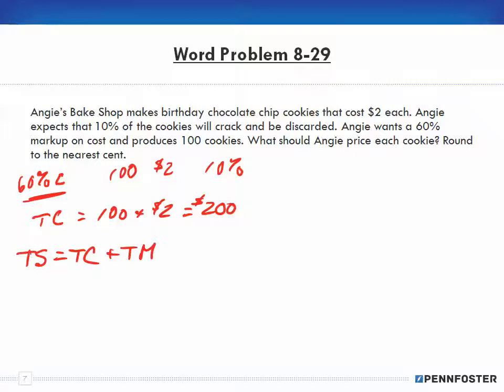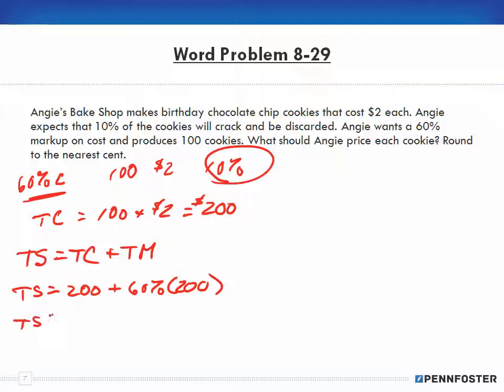And the reason why I'm being so picky about the total here is because, remember, we're going to have a 10% discard. Okay, we're getting rid of 10%, but we're talking about two different amounts here. We're talking about how much it totally costs, but I'm not going to be able to sell all of that. Okay, so my total sales price is equal to 200 plus, and my markup is based upon cost, so that's 60% of the 200.